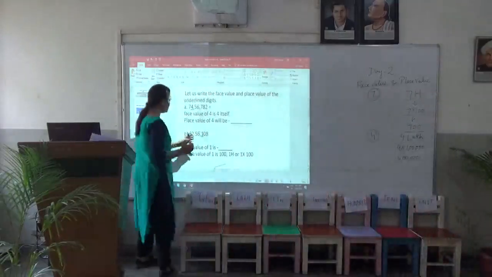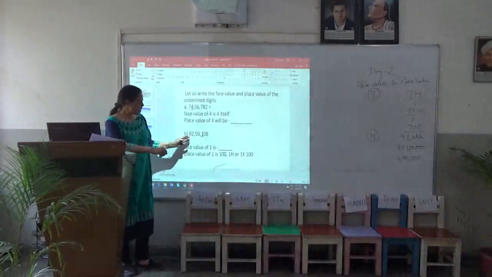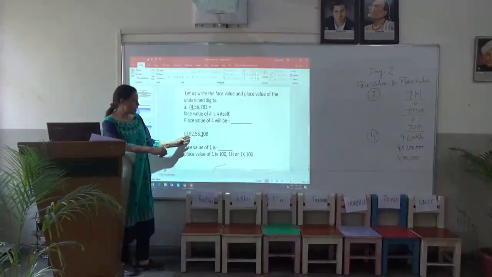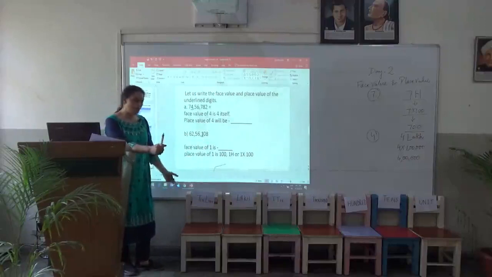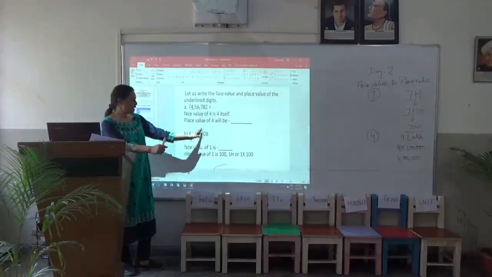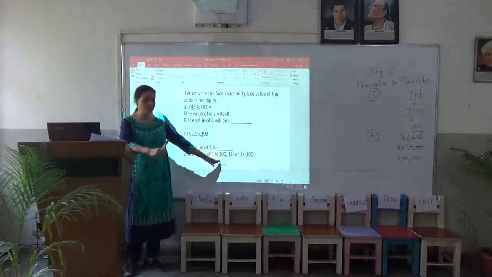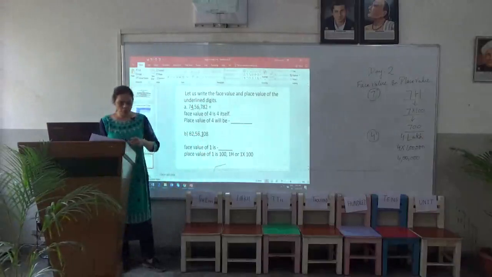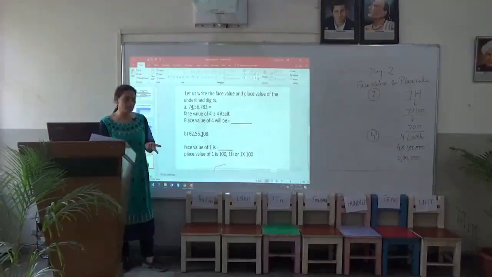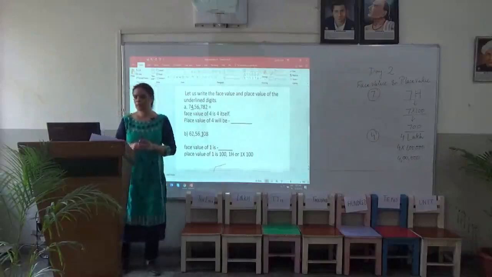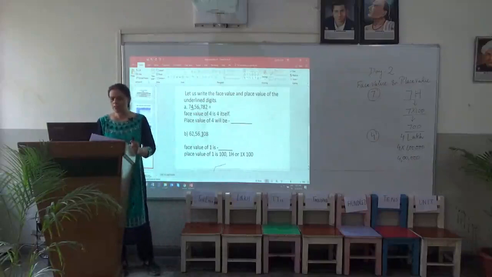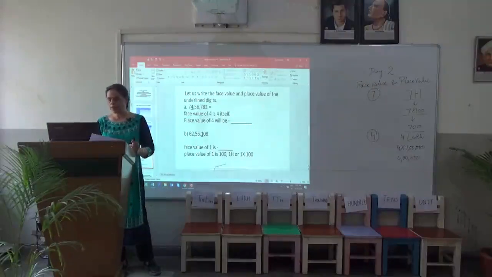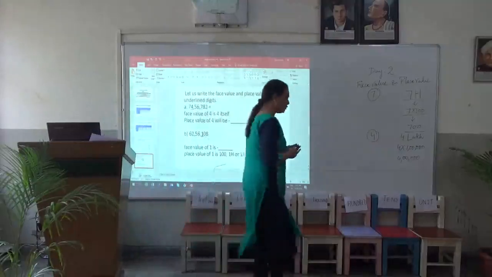Let's see the next example. Read the number. Yes, 62,56,108, and the underlying digit is 1. The face value of 1 will remain 1, and the place value of 1, as it is underlying this place, will be 100. Children, it is always good if you write the place value chart while you are writing either the numbers from number names or you are writing the place value. Gradually you get into practice and you can master yourself. Without writing the place value chart, you can tell the place value of any digit. Wonderful.